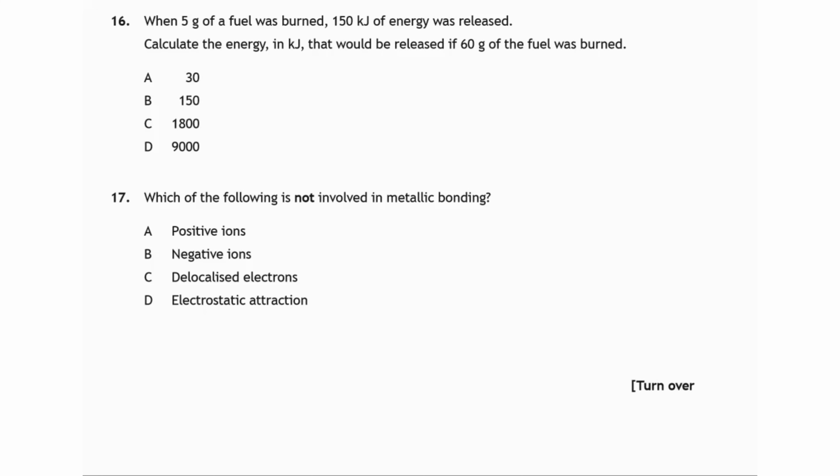So the first question says, when 5 grams of a fuel was burned, 150 kilojoules of energy is released. So 5 grams gives you 150 kilojoules. Calculate the energy in kilojoules that would be released if 60 grams of fuel was burned. So we don't know the one for 60 grams.